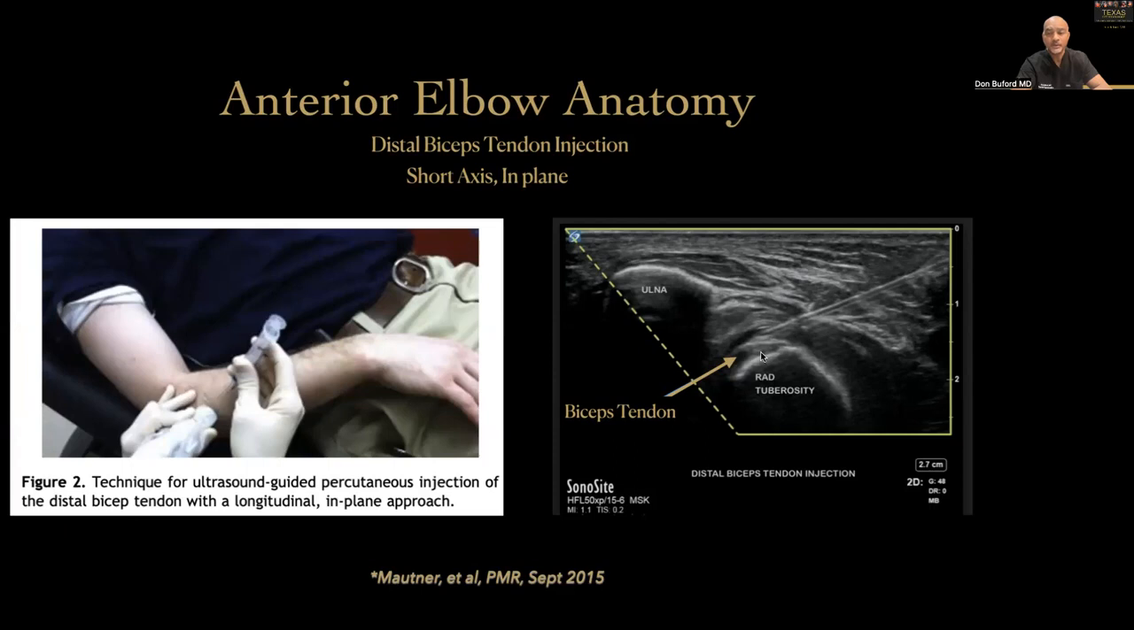But the bottom line is, once you can see the biceps tendon right here, which is just this little area just above the bone, your target with the needle is just like this. This picture is just perfect. And that allows you to do a very safe, very quick, and minimally painful distal biceps insertion injection for distal tendinopathy or tendonitis.